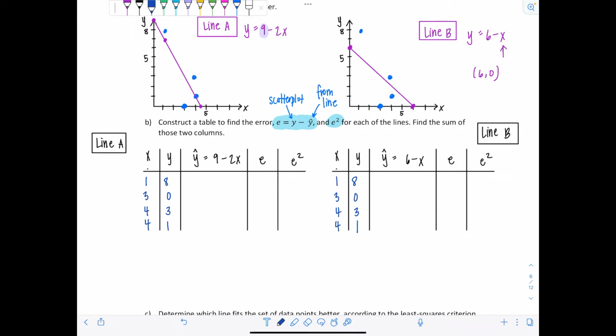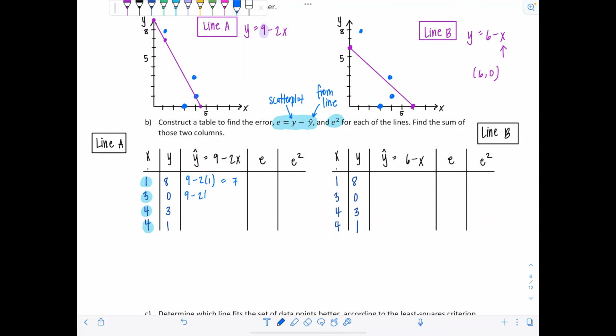Okay. Then what I'm going to do is find all of the values at those x's that the line would have predicted. So what I'm going to do is plug in, for example, 1 for x. So this would be 9 minus 2 times 1, so 7.